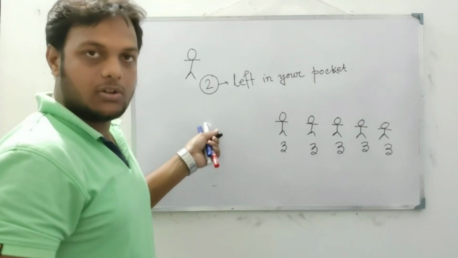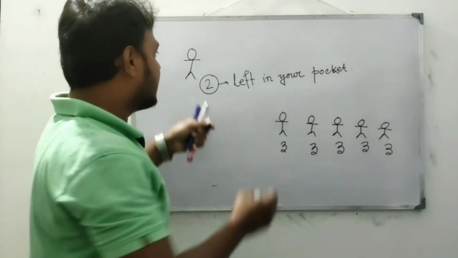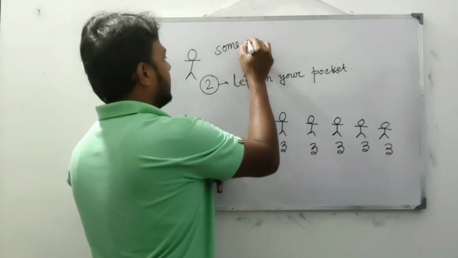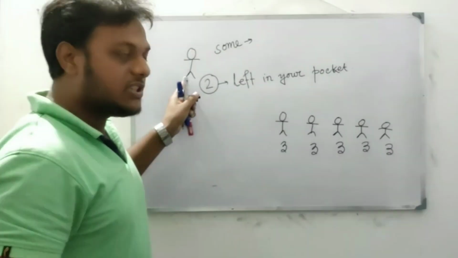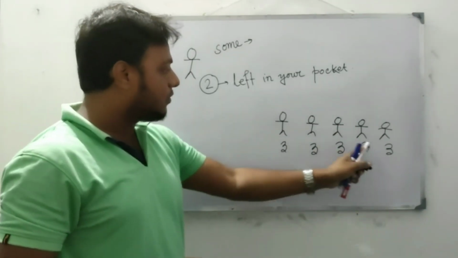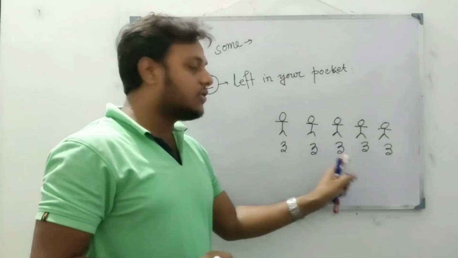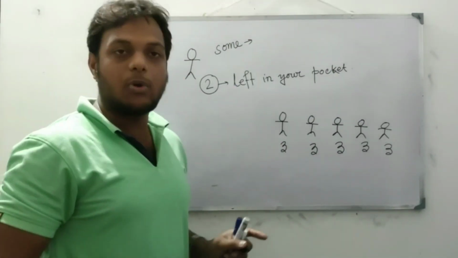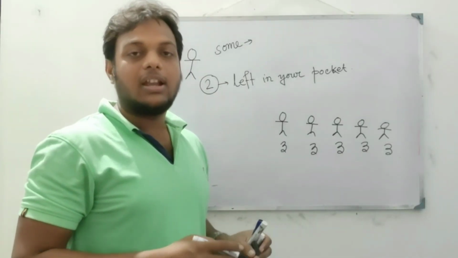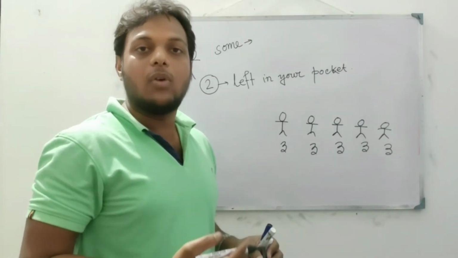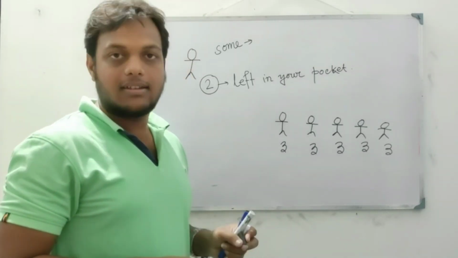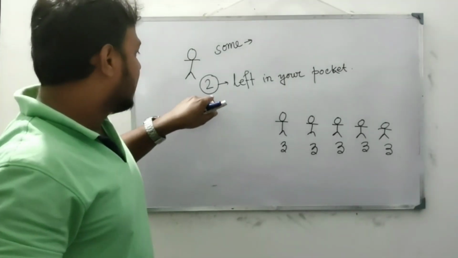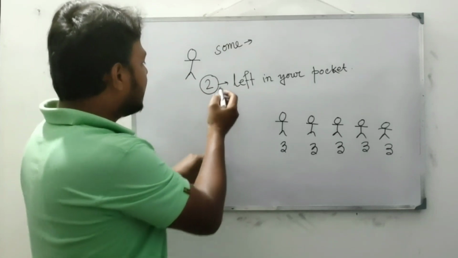Okay, is it clear to you? Suppose you have some chocolates and you have distributed those chocolates among 5 students, and each of the students got 3 chocolates, and after distributing all the chocolates, 2 chocolates are left in your pocket. If I ask you how many chocolates you had in your pocket, is it possible to answer me?